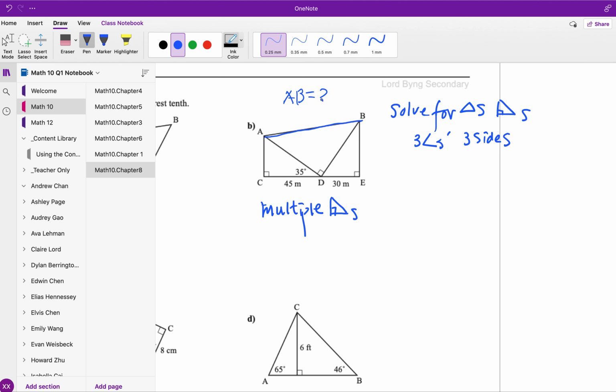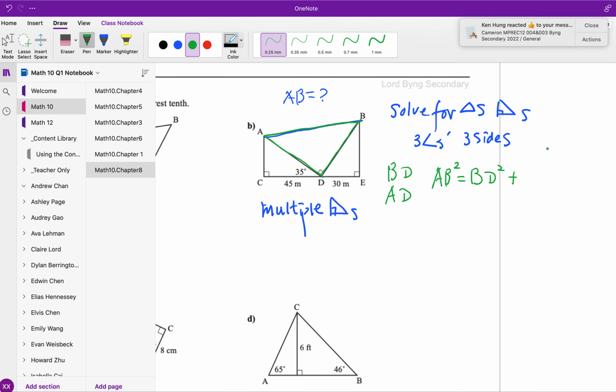Now we can also see that triangle ABD, triangle A, B and D, is a right triangle, right? Now in this case, if we do know how much BD is and how much AD is, then we can get to AB because we can use the Pythagorean theorem. So that means AB squared equals BD squared plus AD squared. So the matter of fact is we need to find this one first and this one first. So how can we find these two?